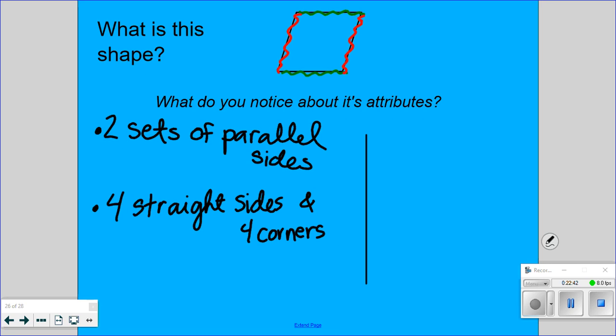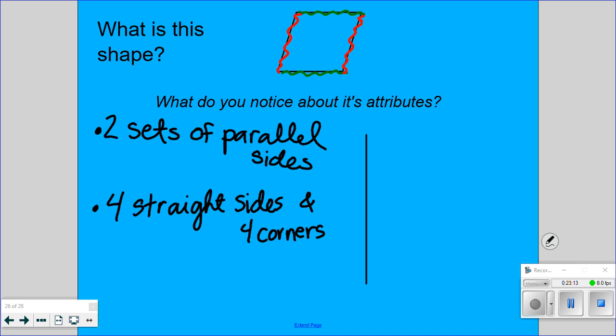Anything else? It doesn't have right angles. You're correct. It's not quite a rule. The rule only applies if it does have that special angle. But we'll notice, hey, there are no square corners or right angles on this shape. That's going to be important.